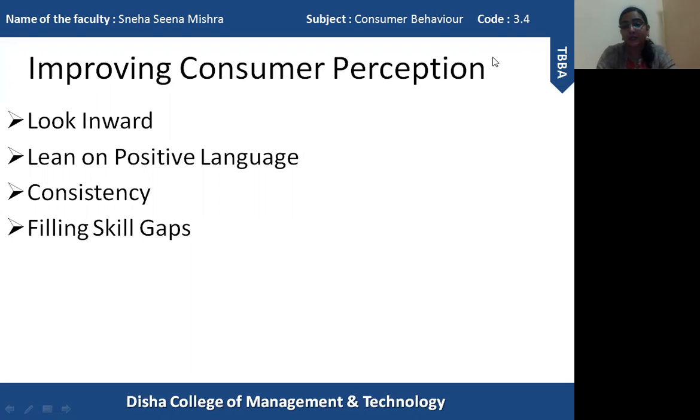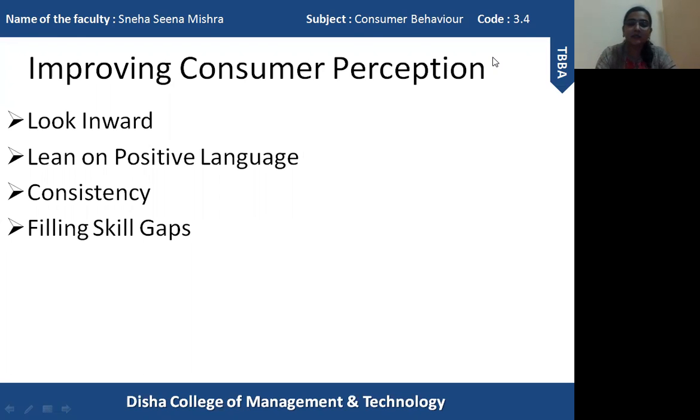Our product is going to provide features which are completely new, or which are not available anywhere else, or something like that. So positive language in the creation of advertisement, promotion, and even in receiving feedback from the consumer needs to be followed, so that the consumers can accept the product, give time and think about the product, and this will help to improve the perception and create a good image of the product in the minds of the consumers. Next one is consistency.